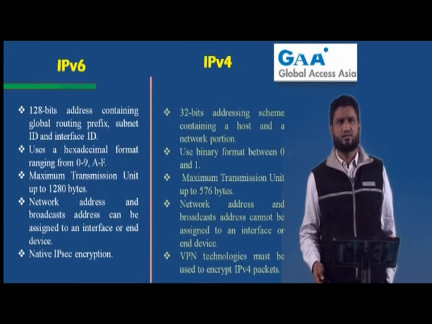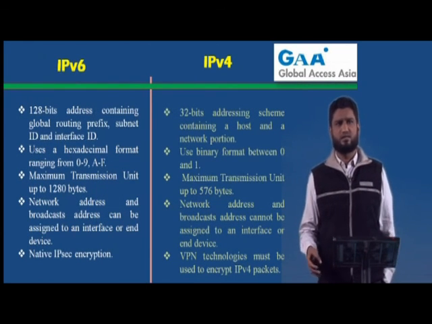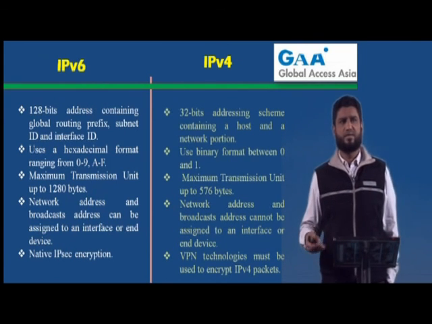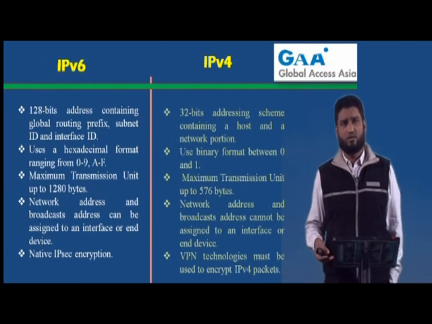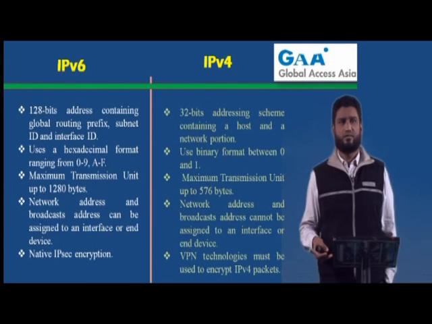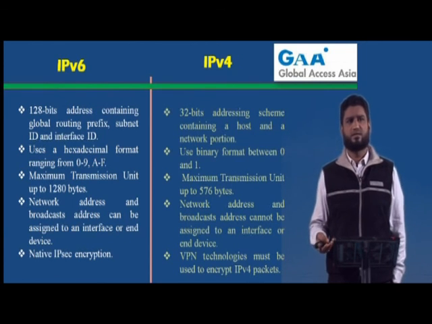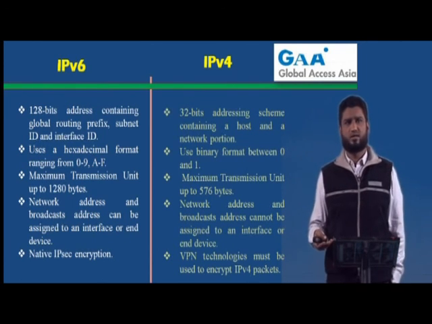And if we compare IP version 6 and IP version 4, you can see there are some comparison parameters here: 128-bit addresses versus 32-bit addresses, hexadecimal format versus binary format using 0 and 1. MTU, maximum transmission unit, you can say 1280 bytes, and for IP version 4 it is 576 bytes.